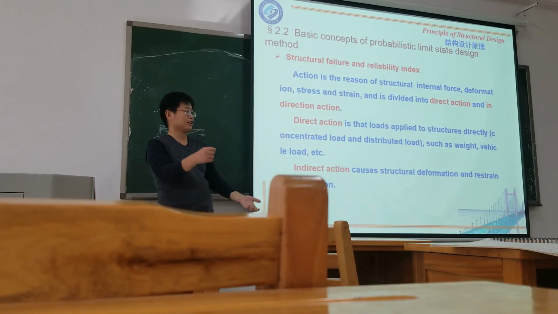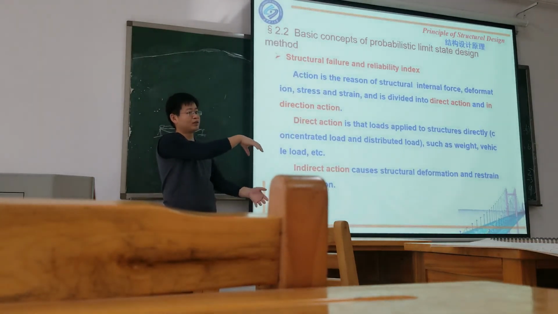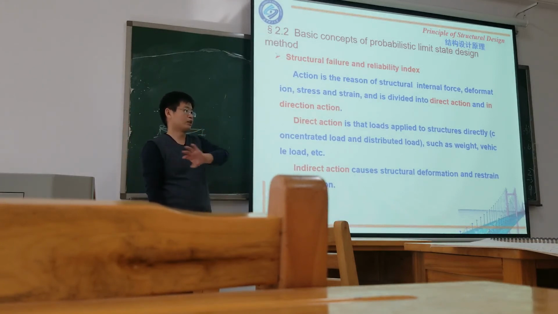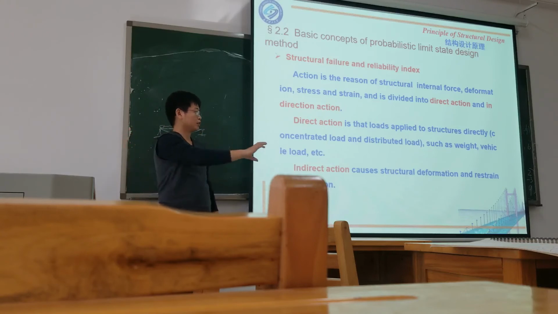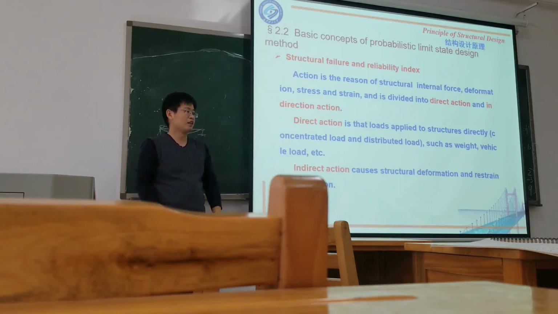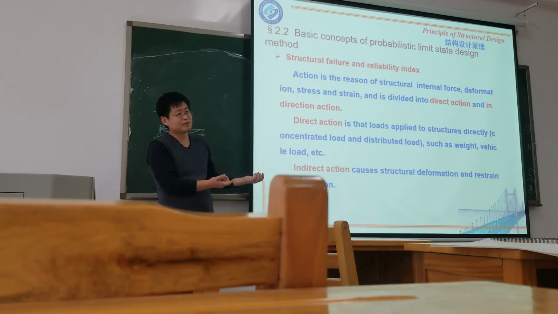Direct action is like you put maybe 1,000 tons of load on the structure, or you apply maybe 100 meters per second wind or something like this. It's very straight, very direct. You know this load acts on this structure. But the shrinkage and the creep, how? Can you tell me how large the value of the load is? But those deformations can induce internal force. So that's the difference.